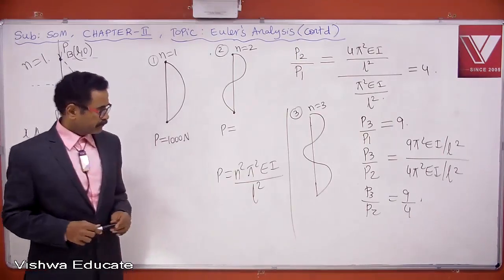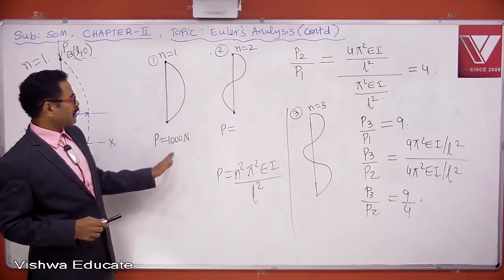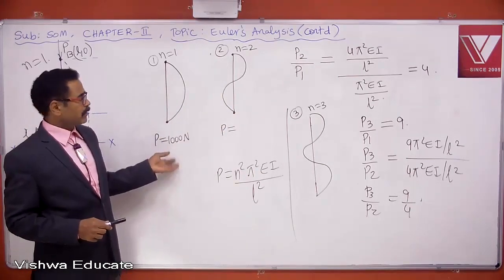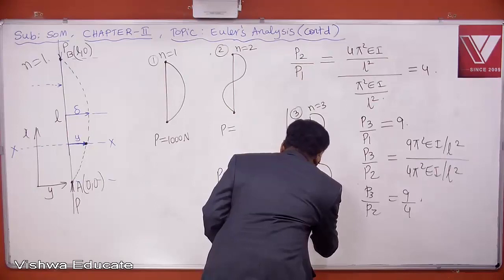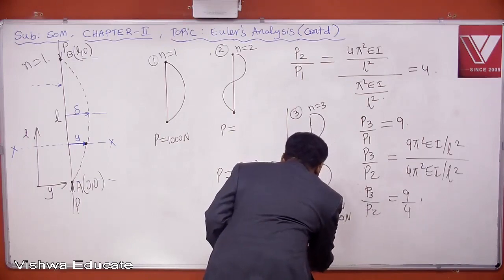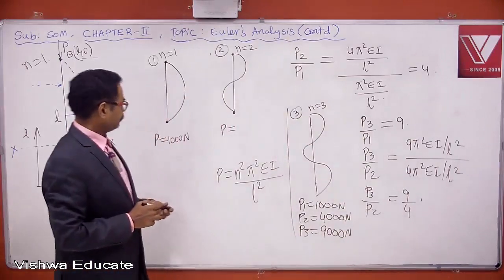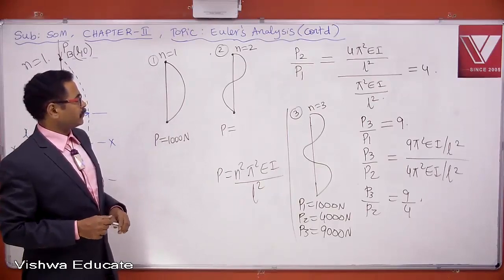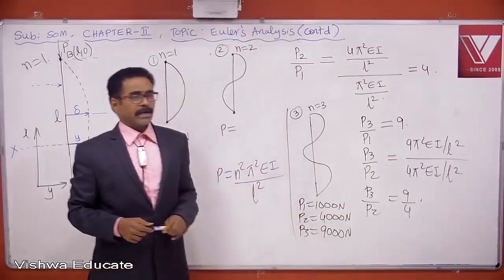Please copy. If the critical load of this column is 1000, what is the critical load of this column? 4 times, 4000. So I should write somewhere here. If P1 is equal to 1000 newtons, P2 will be 4000 newtons and P3 will be 9000 newtons. So you may add these 3 points also. If the critical load of this column is 1000 newtons, what is the critical load of this column? 4000. What is the critical load of this column? 9000.